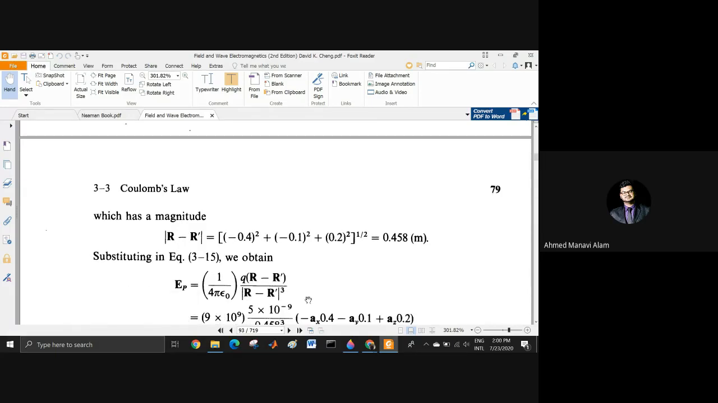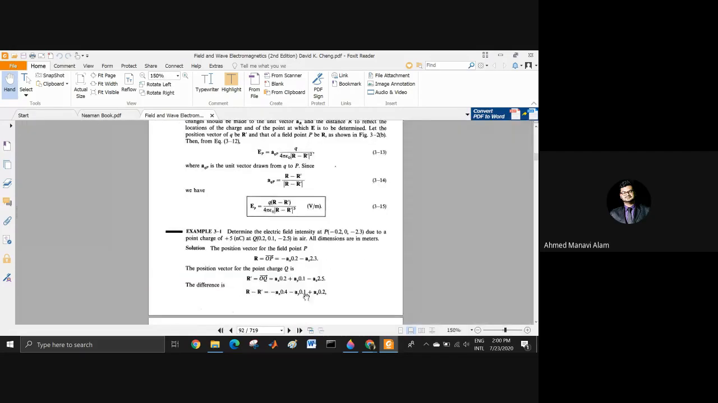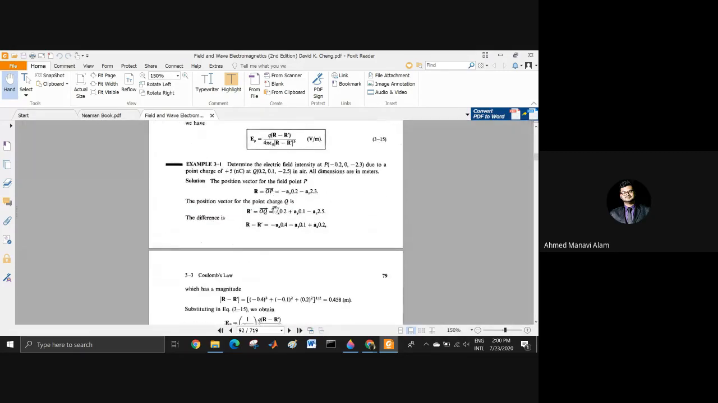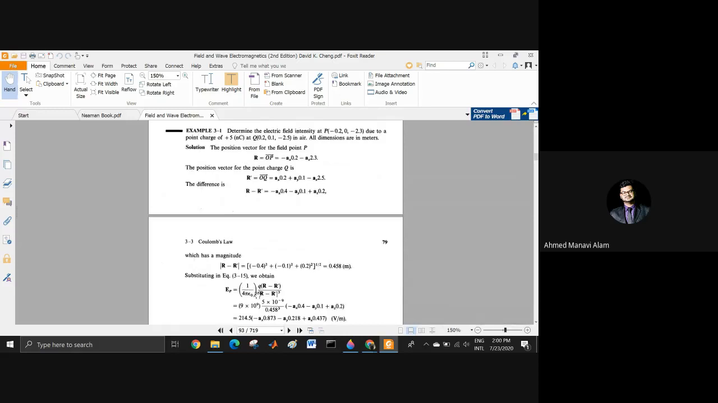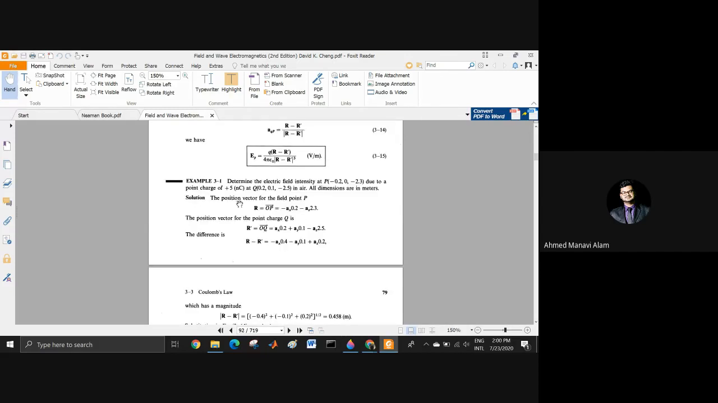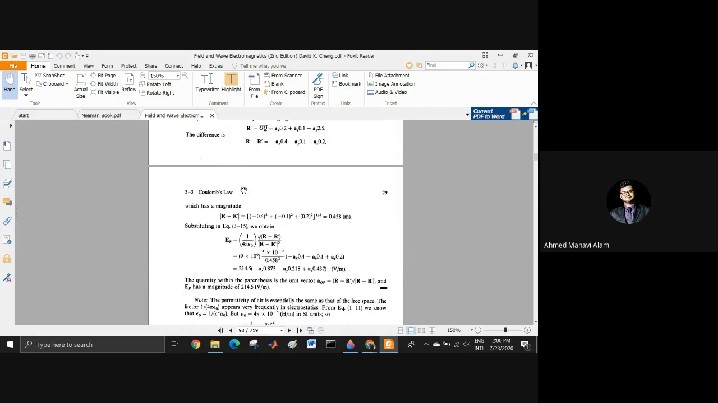Now these things are very easy. Now what you have to do, you just have to put the values in this formula. You can see 1 by 4 pi epsilon naught. 1 by 4 pi epsilon naught is 9 into 10 to the power 9. Charge q is plus 5 nanocoulomb, as it is taken as nanocoulomb.